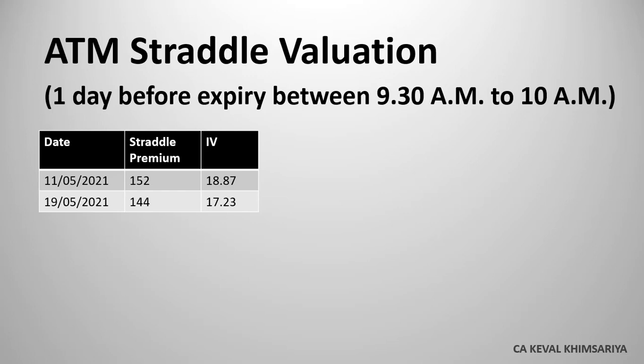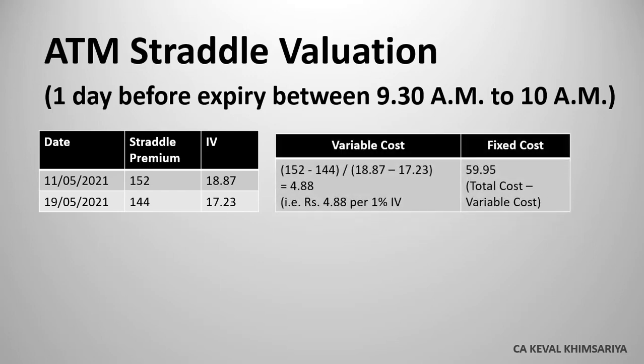So here you can see we are having the same situation which we saw in our electricity bill example. So in this also, what we need to do, we need to separate the variable portion and the fixed portion of the premium. After that it will be very easy to value the at the money straddle one day before expiry between 9 AM to 10 AM. So let us separate the variable and fixed portion of it.